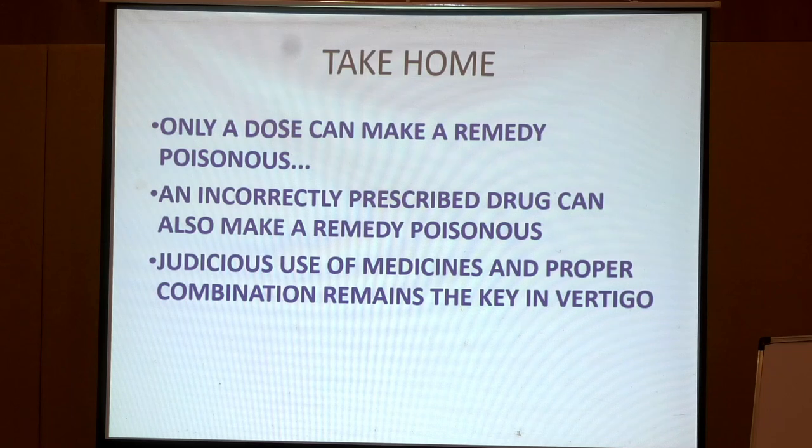So the judicious use of medicine and the proper combination remain the key in vertigo. You must know what combination to give, in which doses, and in which patient, whether it is geriatric, pediatric, or pregnant. So it's the keystone of the pharmacotherapy for these types of cases.